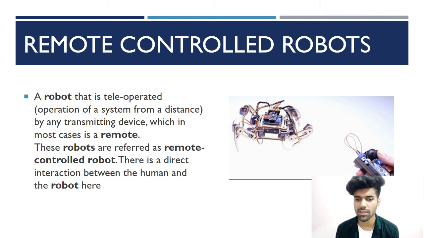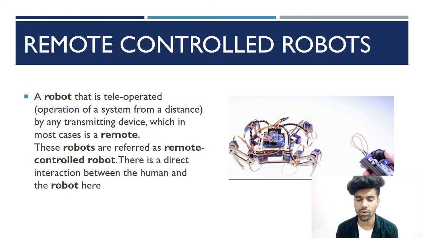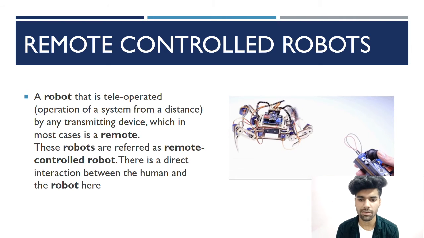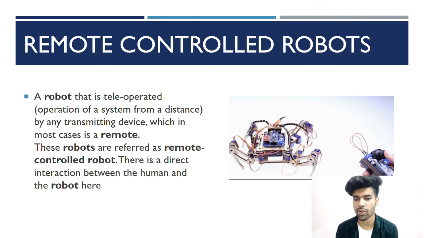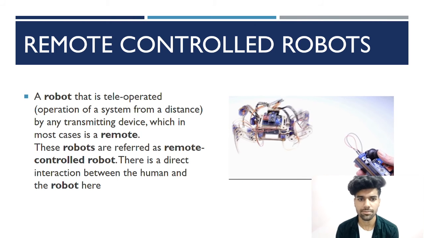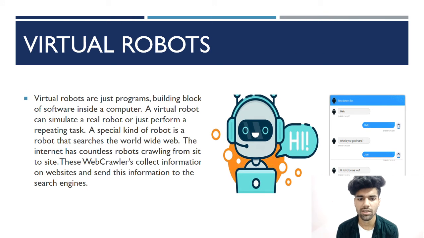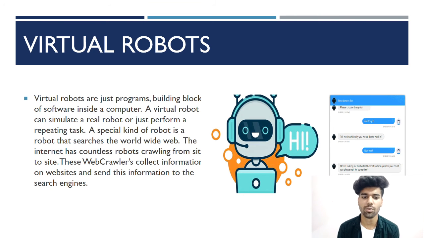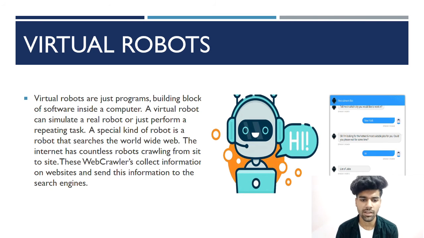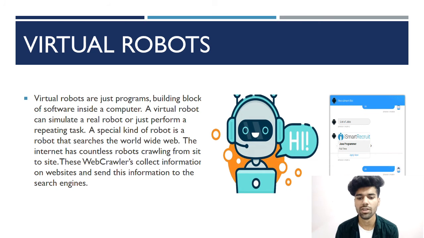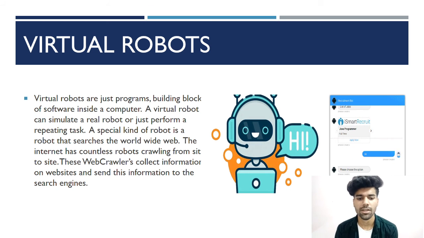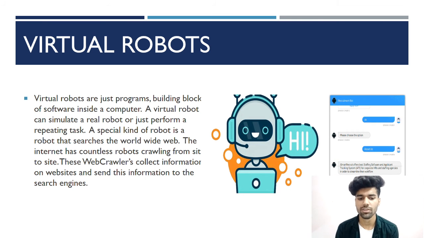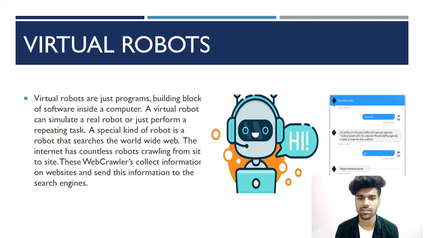Remote controlled robots are nothing but robots that are controlled by a remote or any other transmitting device. These are directly controlled by a human through transmitting devices. Now, virtual robots are nothing but programs or building blocks of software inside a computer. A virtual robot can simulate a real robot or just perform a repetitive task. A special kind of robot is a robot that searches the World Wide Web. The internet has countless robots crawling through sites. These web crawlers collect information on websites and send this information to the search engines.